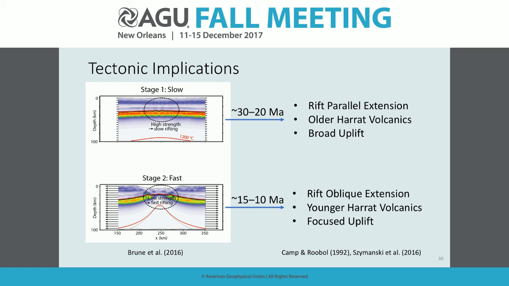And this lines up with the geologic and tectonic history here, where 30 to 20 million years ago we had rift-orthogonal extension. We have the older Harrat volcanics and the rift-parallel dikes, and we might have very broad domal uplift around this area. Then 15 to 20 million years ago, after the closing of the Tethys, initiation of the Dead Sea transform, and this change in plate motion, we have rift-oblique extension. There are the younger, more evolved Harrat volcanics, and there's much more focused uplift as the uplift narrowed into the Red Sea Rift.